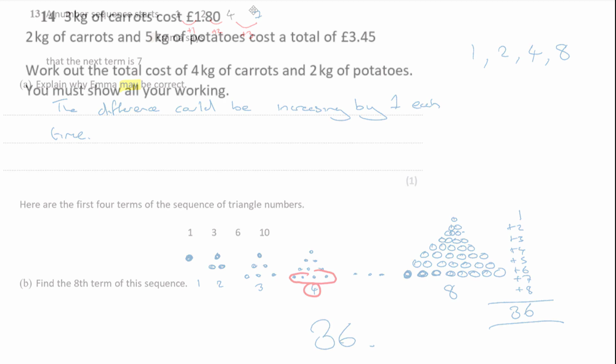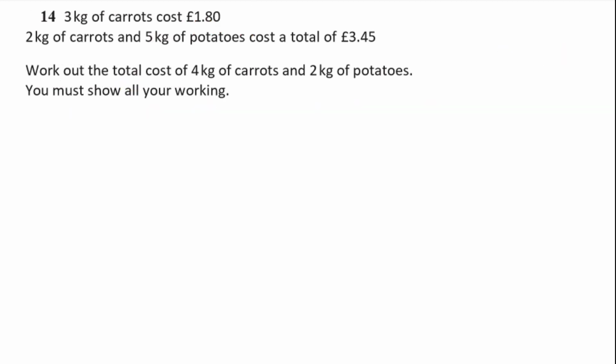Question 14. 3 kilograms of carrots cost £1.80. 2 kilograms of carrots and 5 kilograms of potatoes cost a total of £3.45. Work out the total cost of 4 kilograms of carrots and 2 kilograms of potatoes. You must show all your work. Okay, so this has got the makings of a simultaneous equations question, isn't it? I'm going to call the cost of carrots C, and the cost of potatoes P, because I'm very imaginative.